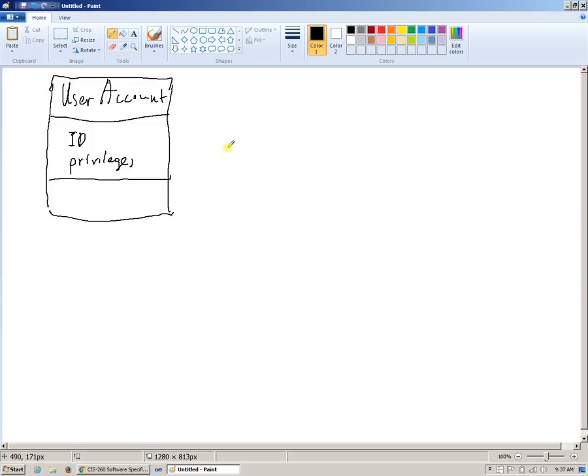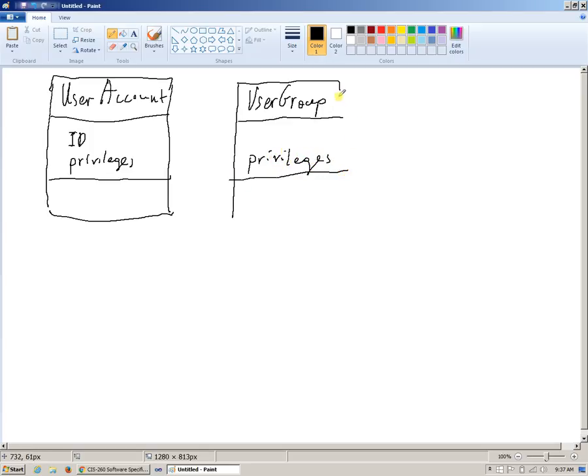But here's the challenge. Oftentimes, I would like to recognize groups of users, right? So the groups of users, so basically a user group. So if I can have user account, I can also have a user group. And user group is very specific here because it can effectively describe privileges for the entire group of users, right?